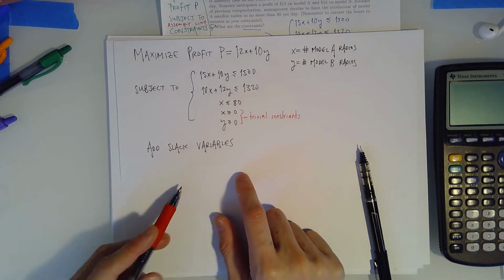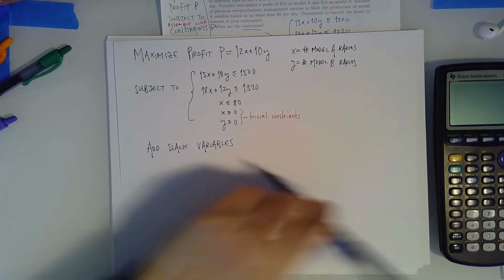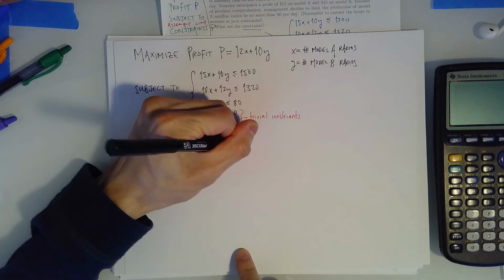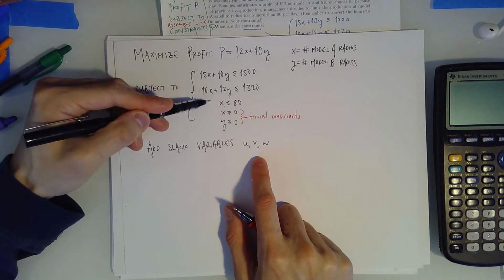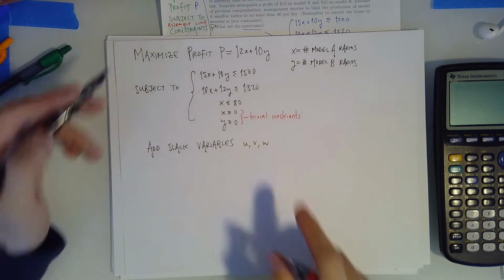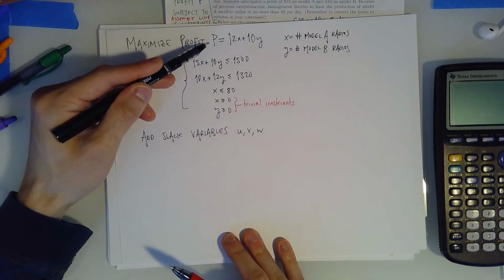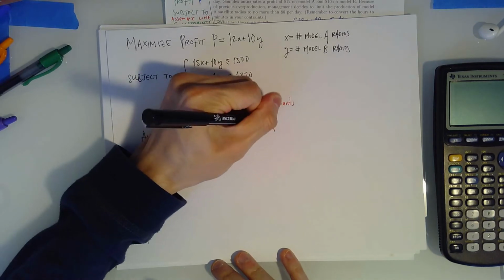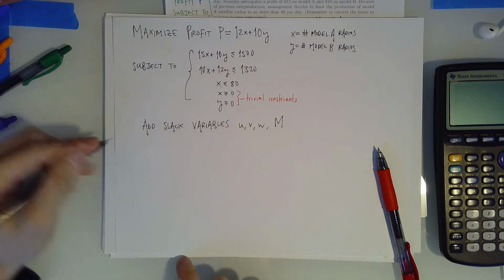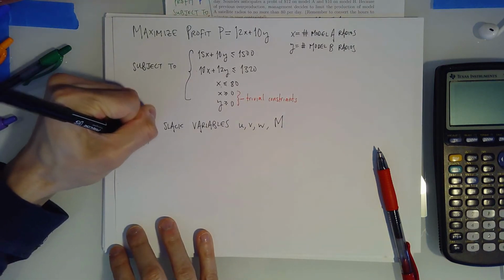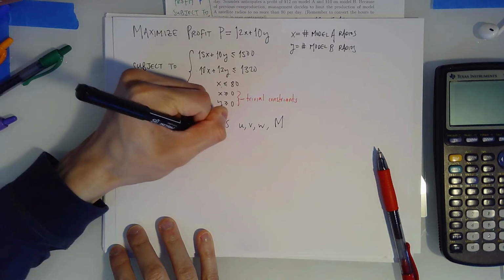For every non-trivial constraint, so this one and this one, we're going to add a slack variable. Since we have 3 of them, we're just going to add a u, a v, and a w. If there were more of them, so if there were 4 of these, you would need another letter. Then we need a slack variable for the profit function, the objective function. In this book, they use big M. So we need to add slack variables and transform to a linear system.